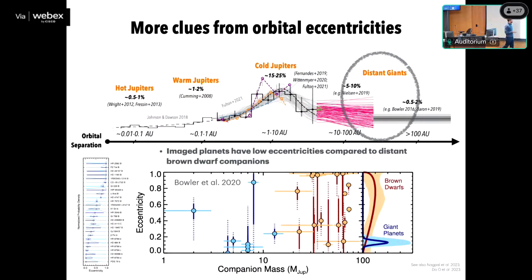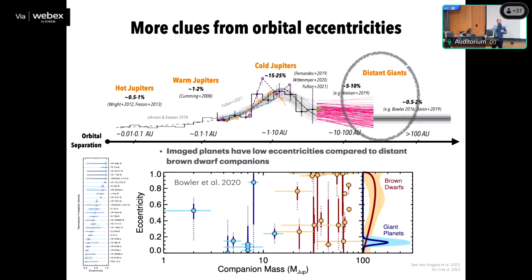At wider separations, I and a few other teams have looked into the eccentricities of directly imaged planets. And the results are qualitatively similar. There's at least a distinction of low eccentricities for imaged planets, and I've been talking to a few of you today, and it seems to be reinforced with larger numbers and better precision on many of these eccentricities.